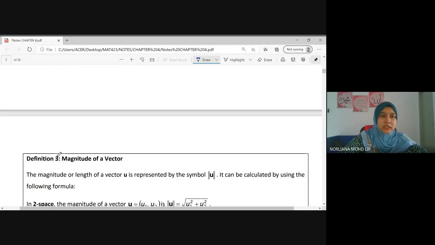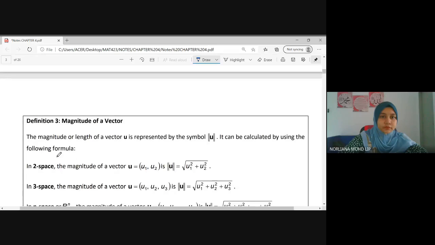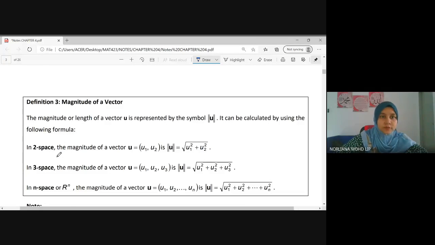Okay, next we look at the magnitude of a vector. The magnitude of a vector is the length of the vector. We also call it the norm of a vector. It is represented by this symbol. The length, magnitude, or norm of a vector can be calculated by using this formula.